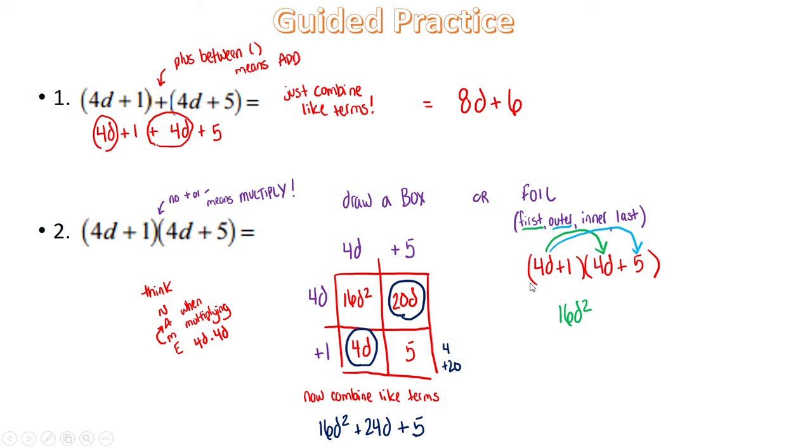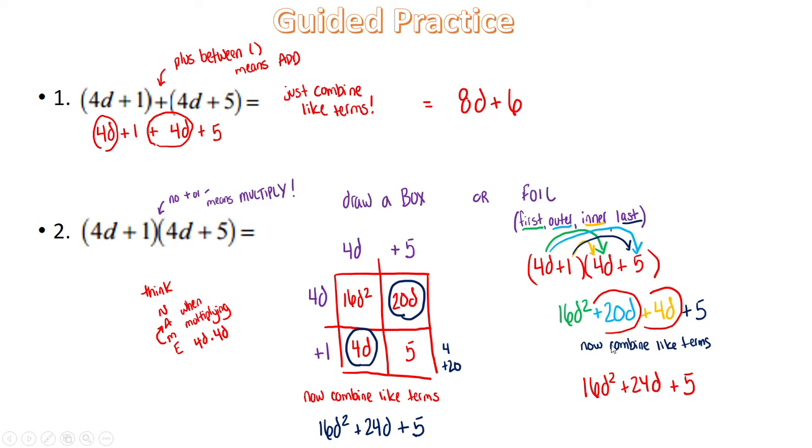The second thing you do is the outer terms, 4D times 5, to get your 20D. The third thing you do is your inner terms to get your plus 4D. And the last thing you do is the last two terms, the 1 times 5. Now, notice it is the same exact answer. So whichever format you feel comfortable with, as long as you get the right answer.